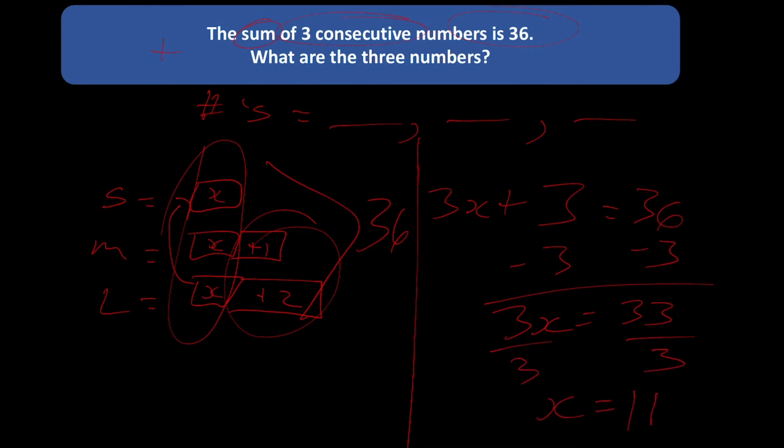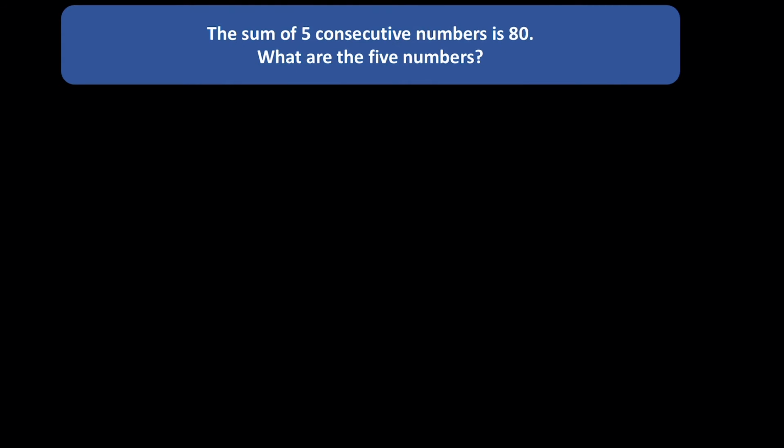I can put the 11 back in. 11 times 3, 33 plus 3 is 36. So I know that I have the right numbers, and that's 11, 12, and 13. All right, again, try this one and then come back and check yourself.